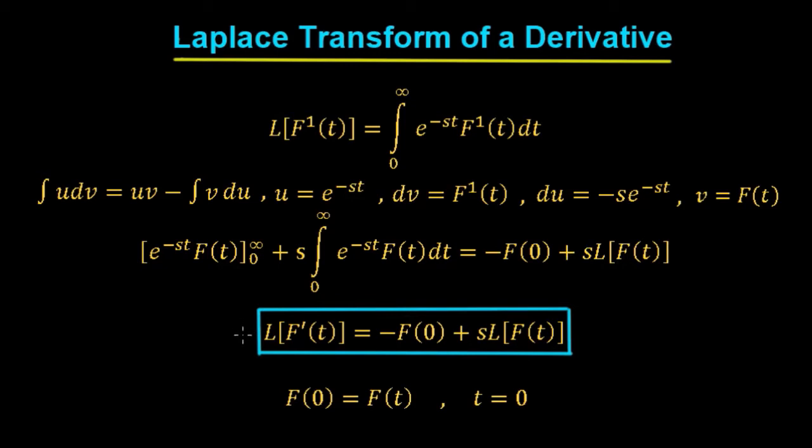So finally we can say the Laplace transform of our derivative f of t equals minus f of 0 plus s times the Laplace transform of our function f of t. Of course we could write this L of f of t simply as F of s if we want, and we'll be doing that in the next slide. Also note that our f of 0 is equal to f of t whenever t equals 0.